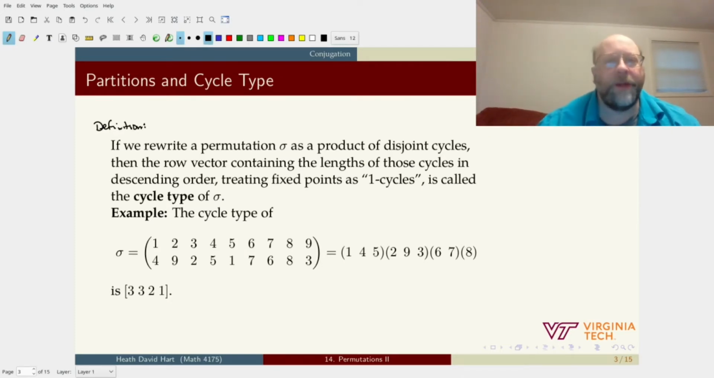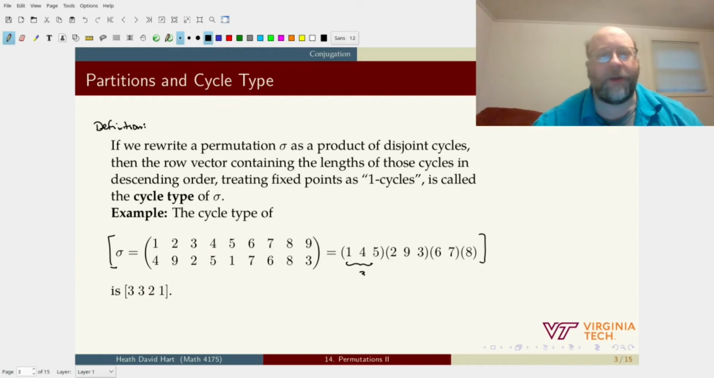If we rewrite a permutation as a product of disjoint cycles, and we did this example on Friday, then if I write down the lengths of these cycles in descending order, 3, 3, 2, 1, in the form of a vector, this vector is called the cycle type of sigma. So the cycle type is an indication of how long the cycles are that this breaks down into. This permutation has cycle type 3, 3, 2, 1.